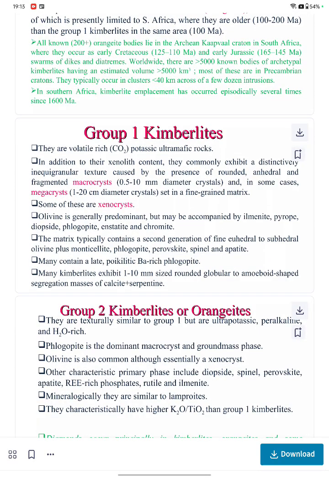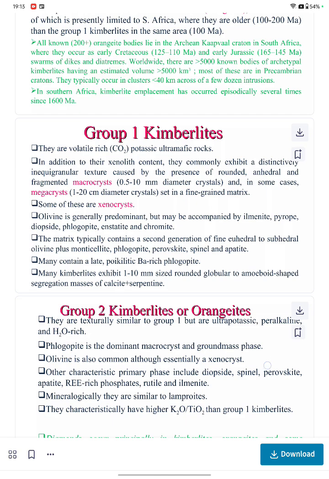Now we have group 1. They are volatile rich CO2 potassic ultramafic rocks. In addition to their xenolith content, they commonly exhibit a distinctively inequigranular texture caused by the presence of rounded and angular fragmented macrocrysts and in some cases megacrysts set in a fine-grained matrix. Some of these are xenocrysts.